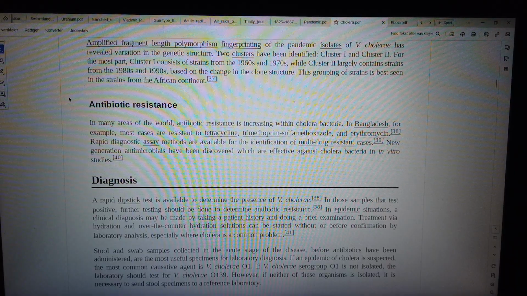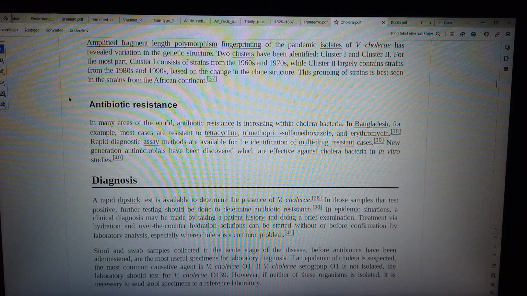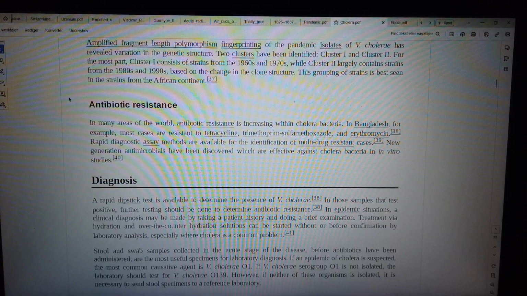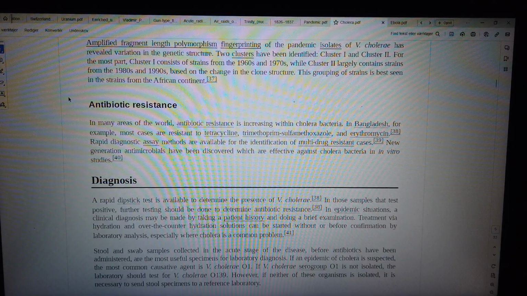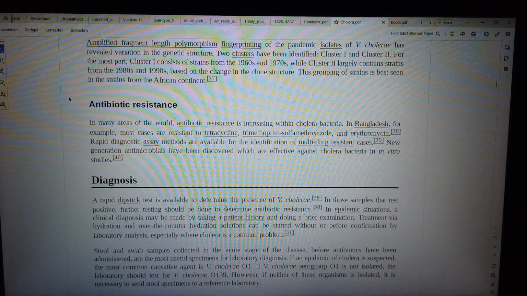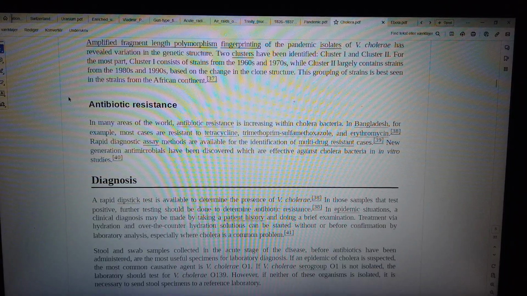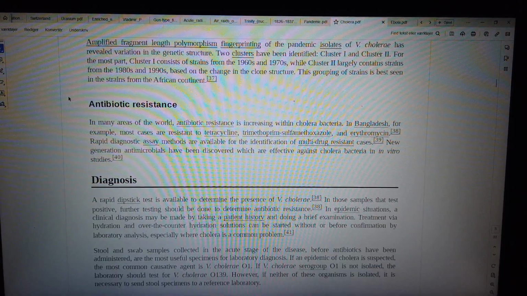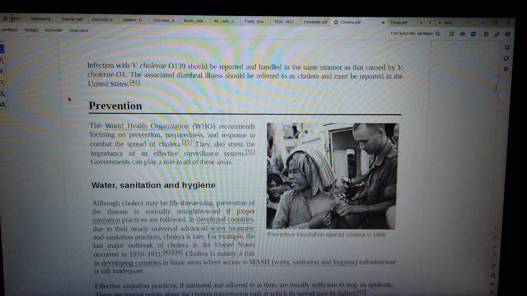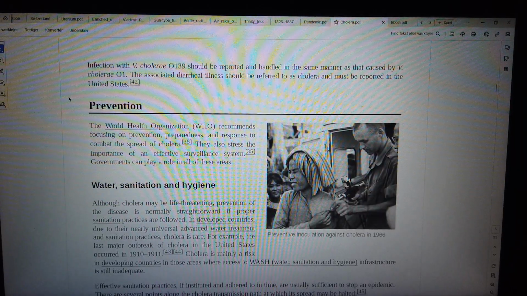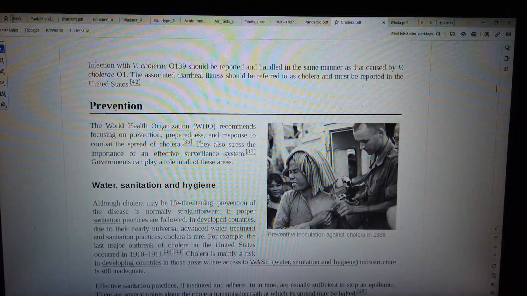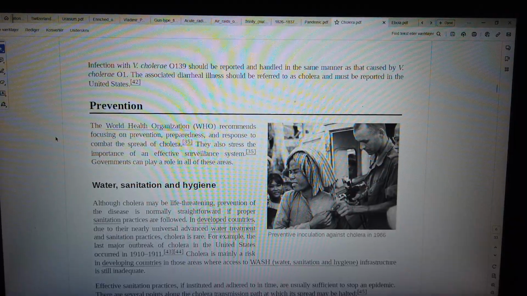41. Stool and swab samples collected in the acute stage of the disease, before antibiotics have been administered, are the most useful specimens for laboratory diagnosis. If an epidemic of cholera is suspected, the most common causative agent is V. cholerae O1. If V. cholerae serogroup O1 is not isolated, the laboratory should test for V. cholerae O139. However, if neither of these organisms is isolated, it is necessary to send stool specimens to a reference laboratory. Infection with V. cholerae O139 should be reported and handled in the same manner as that caused by V. cholerae O1. The associated diarrheal illness should be referred to as cholera and must be reported in the United States.